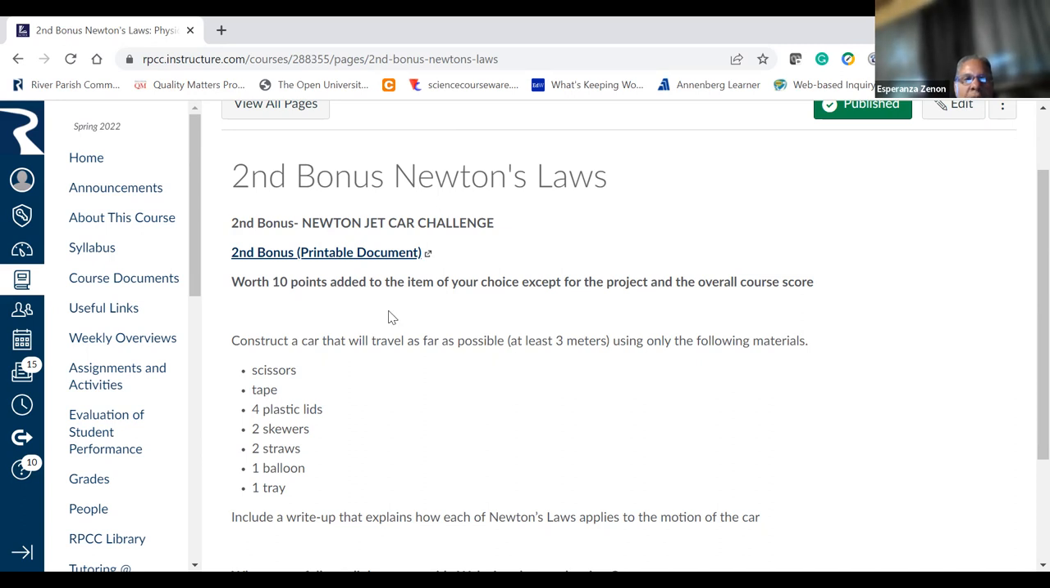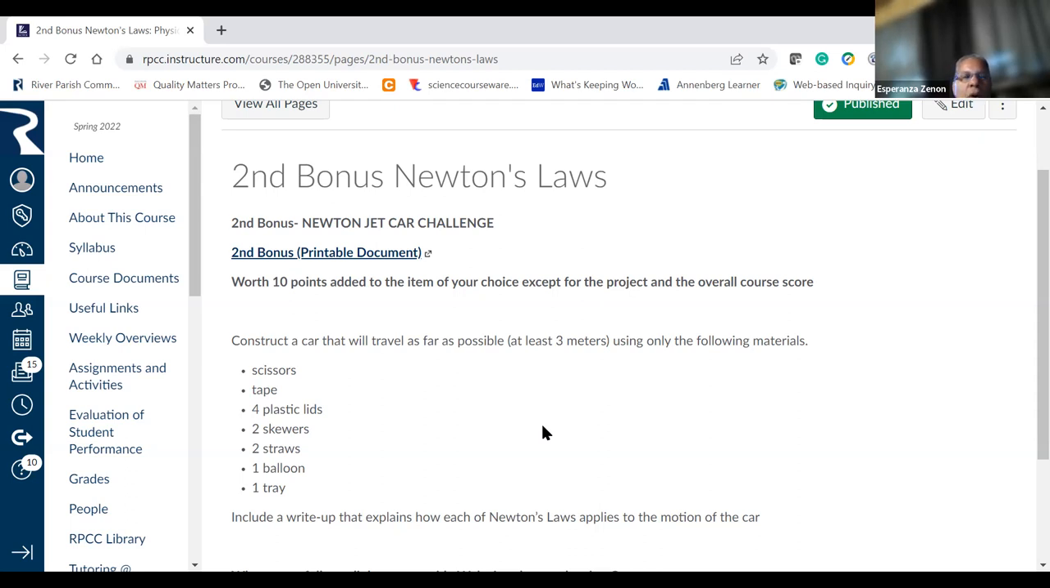Now the way this bonus works is that it's worth 10 bonus points, but you can add it to the items of your choice, except for the project and the overall course score. So you could say, okay, I want to go back and add my 10 bonus points to my midterm. No problem, I got you covered. You could say, I want to hold my 10 bonus points and put it toward the final exam.